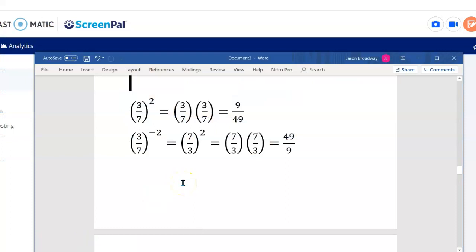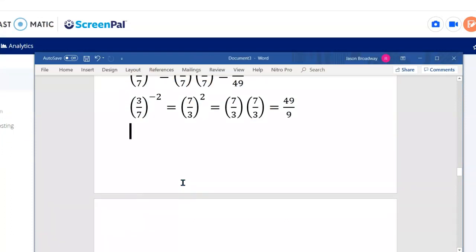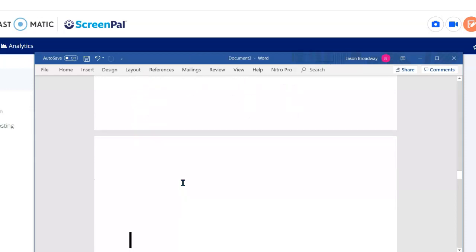So last time we left off at the powers, exponents, and we're going to keep doing exponents probably for a little while.